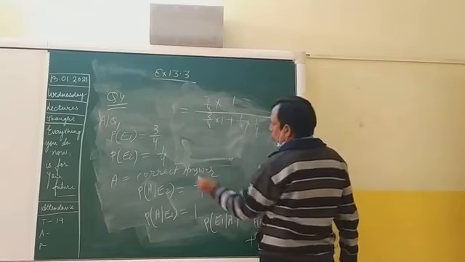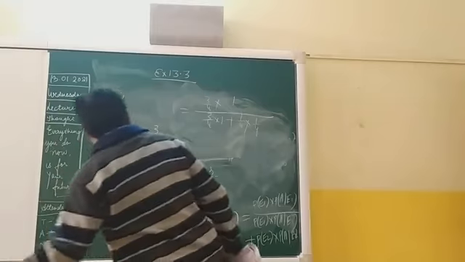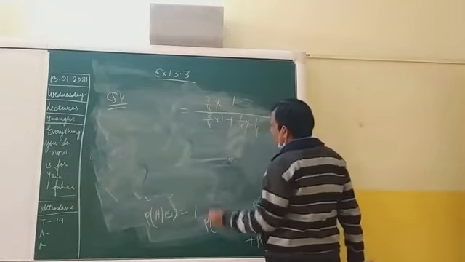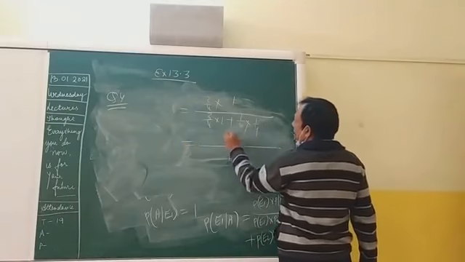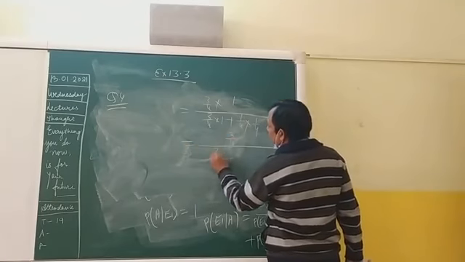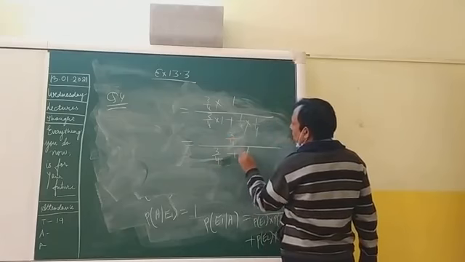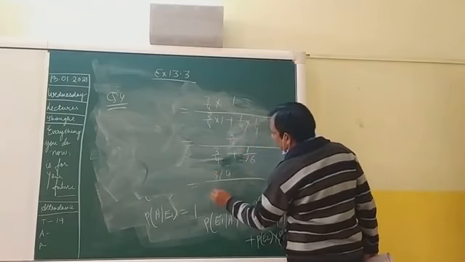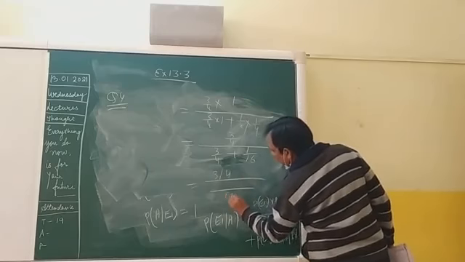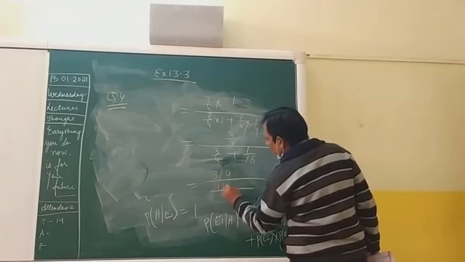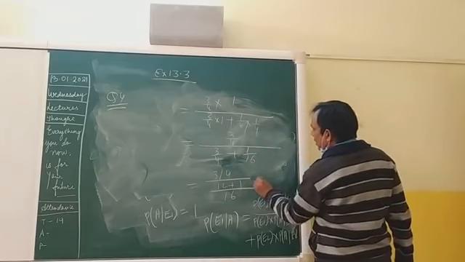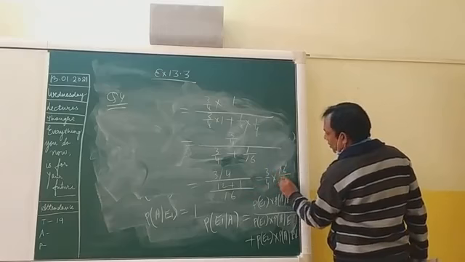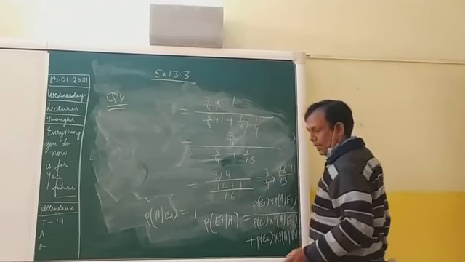So now we have to solve. This will be 3 by 4 by 3 by 4 plus 1 by 16. The LCM of 4 and 16 will be 16. 4 fours are 16, 4 threes are 12, 12 plus 1. So finally you are getting 3 by 4 into 16 by 13. So 4 fours are 16. So you are getting the answer what?